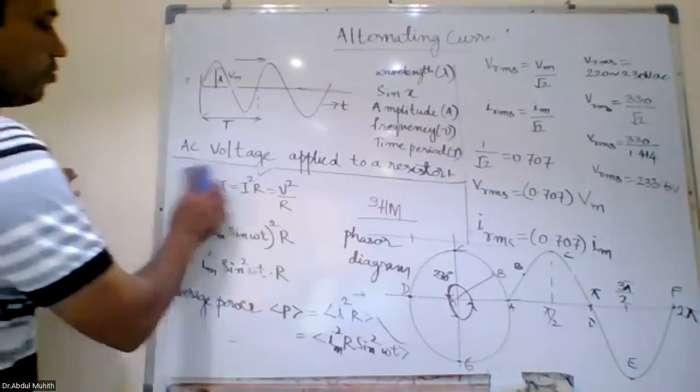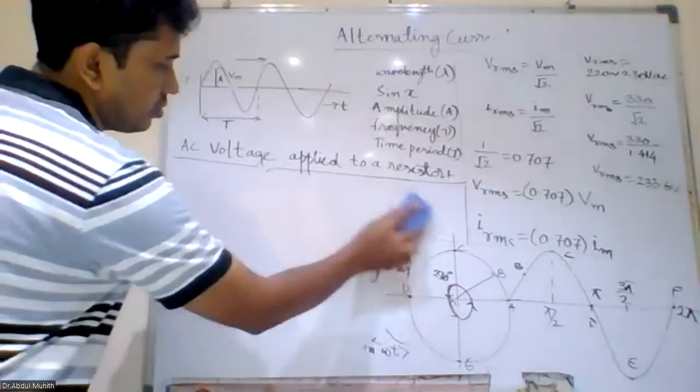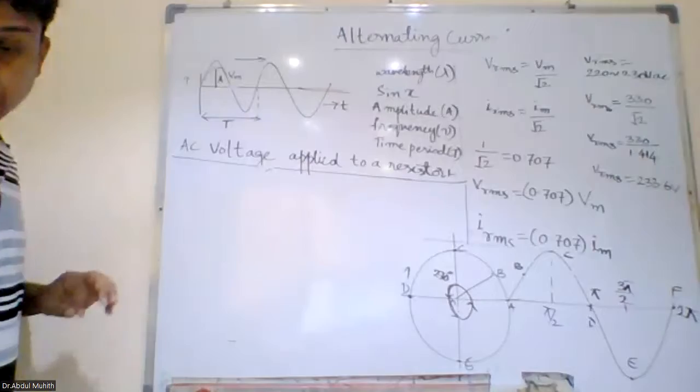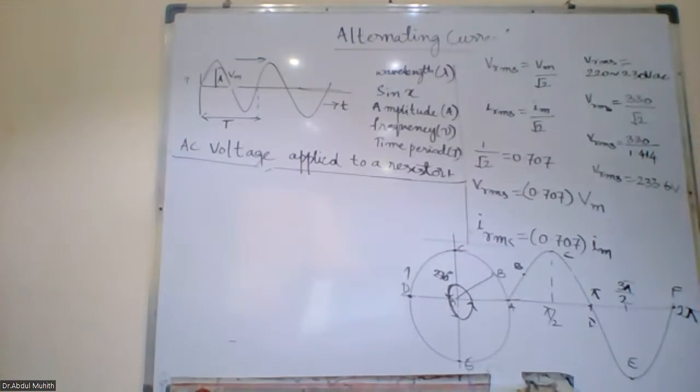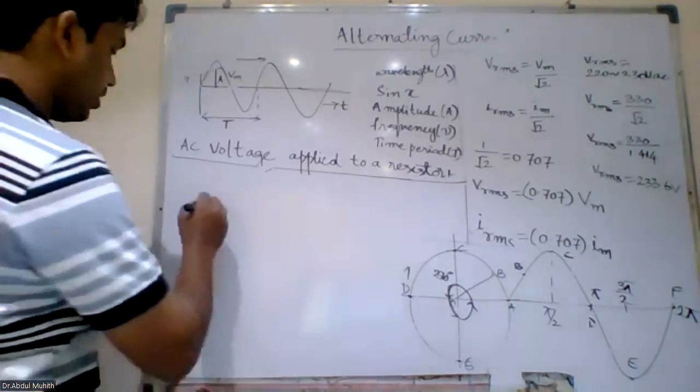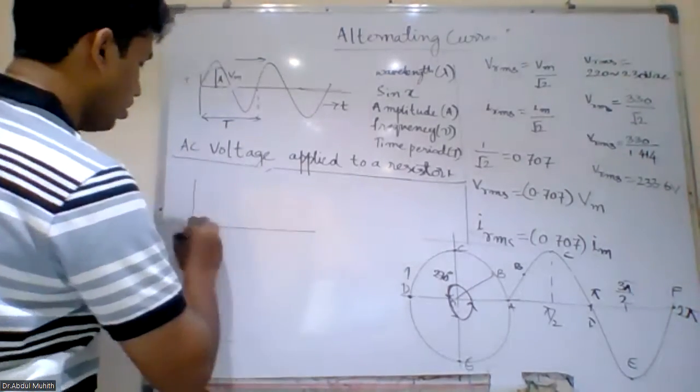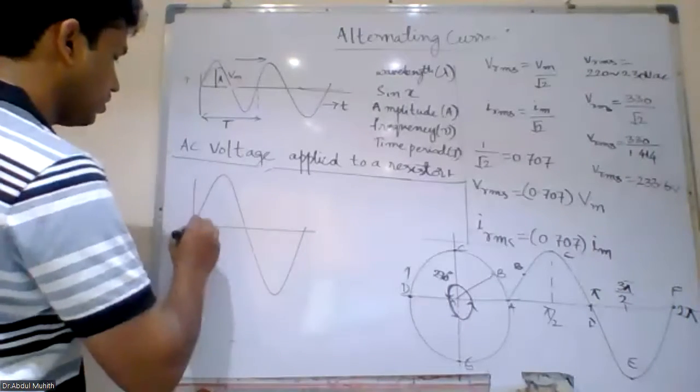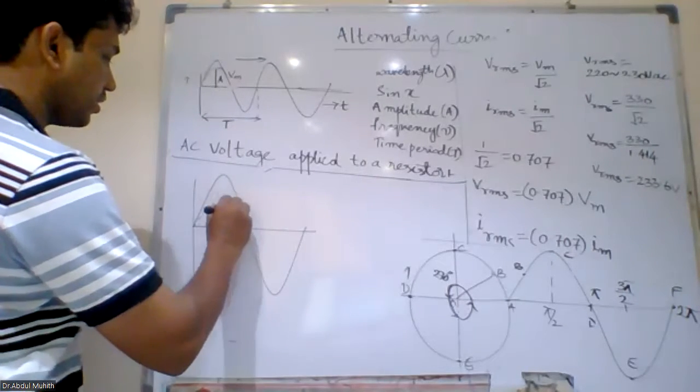So now, what is happening? See here. When I'm drawing the phasor diagram, it is like this. The voltage is like this, and the current is like this.